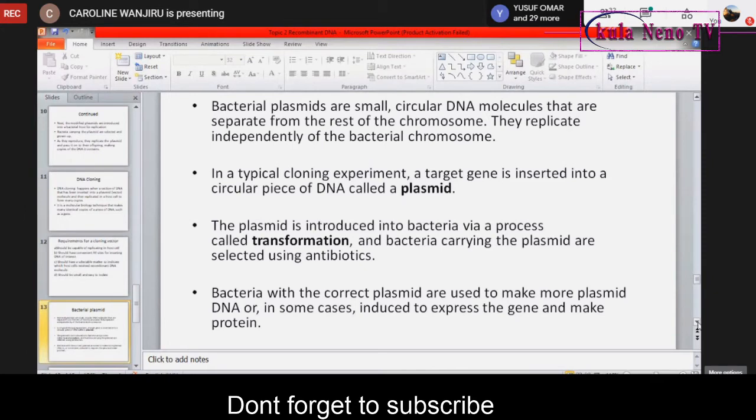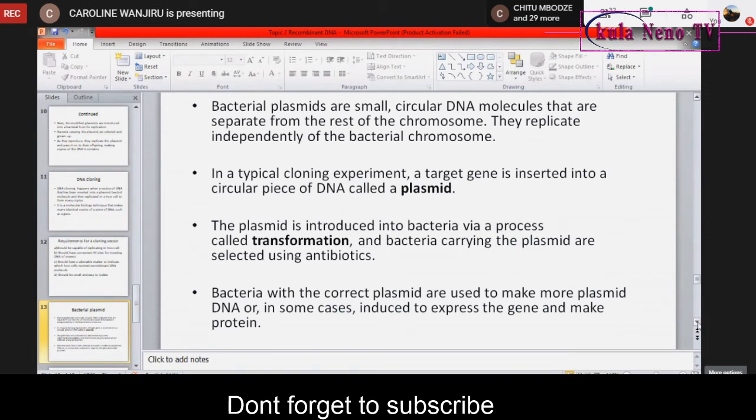In some cases, you're not just interested in the gene. Remember, if you want to make a protein, protein making is the next step after you get the gene. Maybe you want to produce a certain protein for whatever reason. So once you've got your DNA, once you've been able to replicate it, then you can go into the next step and make your protein.